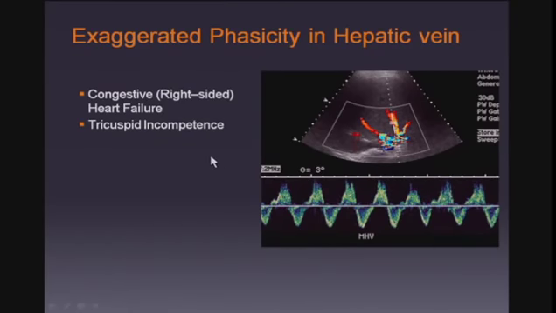On the other hand, exaggerated phasicity in the hepatic vein is a sign of congestive cardiac failure or tricuspid incompetence. The forward flow, or S to D flow, should always be larger than the A or reversed component. In this case, we see forward flow and reverse flow of equal dimension on the Doppler spectrum. This is abnormal and is a sign of heart failure or tricuspid incompetence.